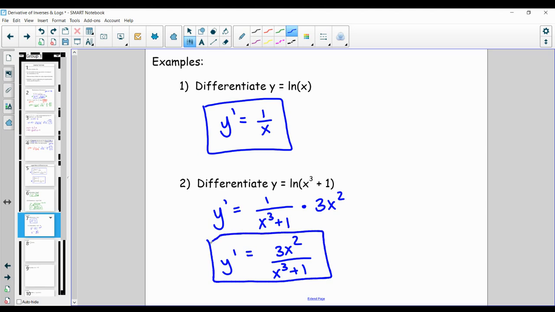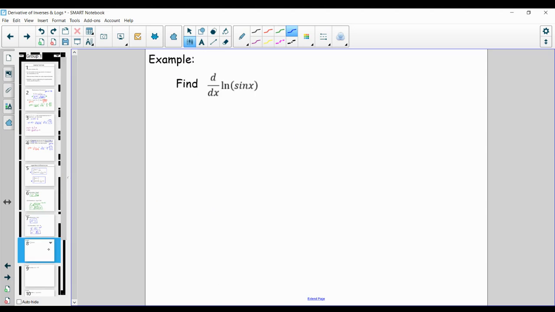And there's our derivative. Okay, so let's look at another example here. Find the derivative of the ln of sine x. So we're going to have 1 over sine x times the derivative of sine x, which is cosine x. So if I write these together, cosine x on top and sine x on the bottom, cosine over sine is cotangent.